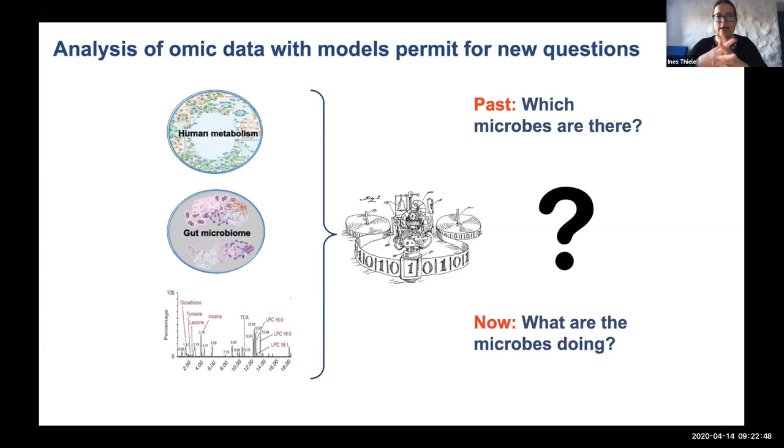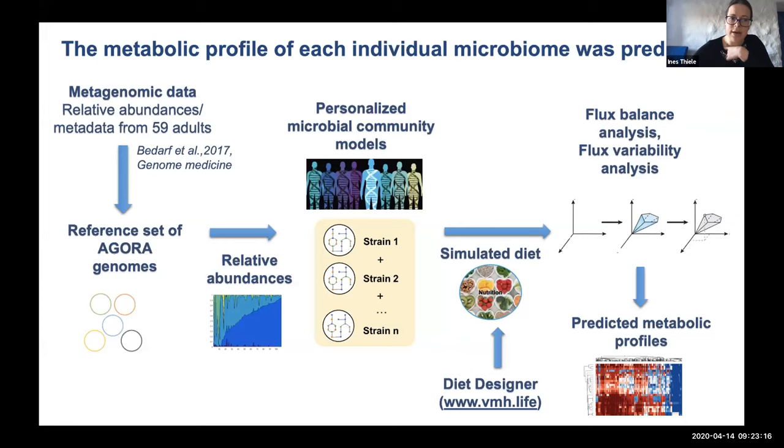So now the question is, having both the human metabolic reconstructions available and the gut microbial reconstructions, can we actually figure out what the different gut microbes and microbiomes could do on the host metabolome? And can we learn something more than just certain microbes going up or down? And for that, we developed a toolbox that allowed us to integrate metagenomic data with microbial reconstructions. It's illustrated here. The data in this particular slide is actually on PD data for 59 adults.